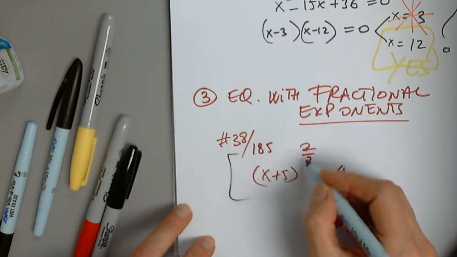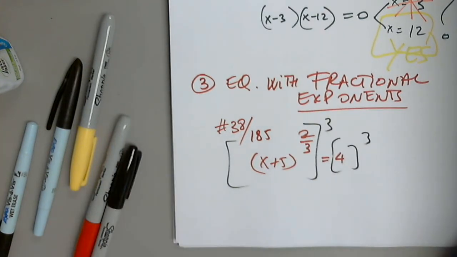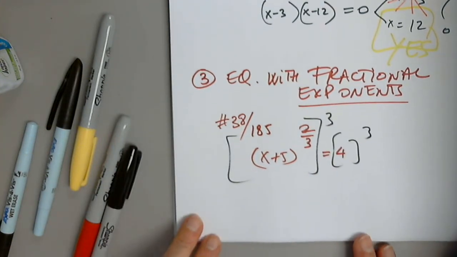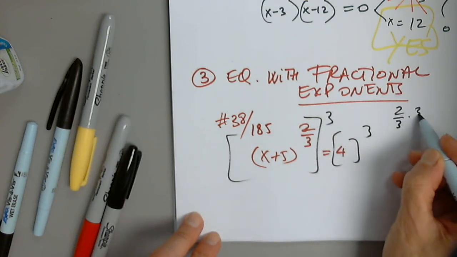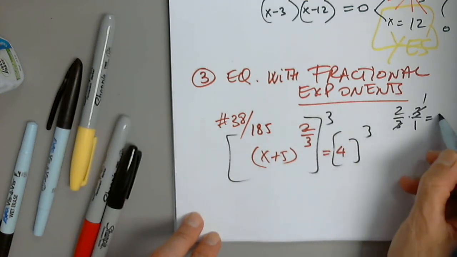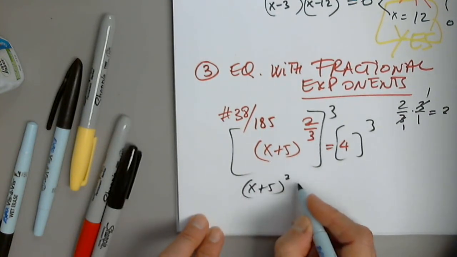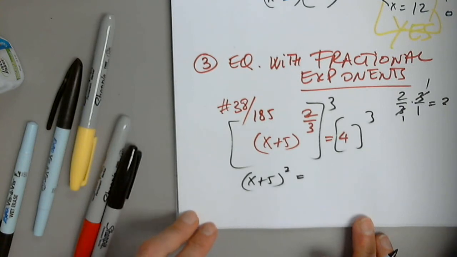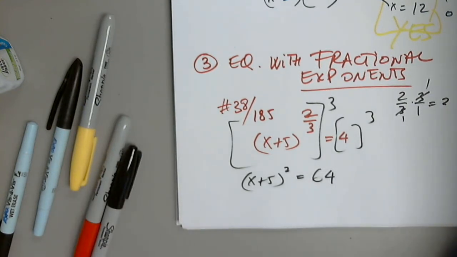Cube both sides. The left-hand side becomes, remember we have to multiply the exponents, 2 over 3 times 3 over 1 is 2. So we have x plus 5 squared. The right-hand side is 4 times 4 times 4, which is 64. Not a difficult situation, basically.